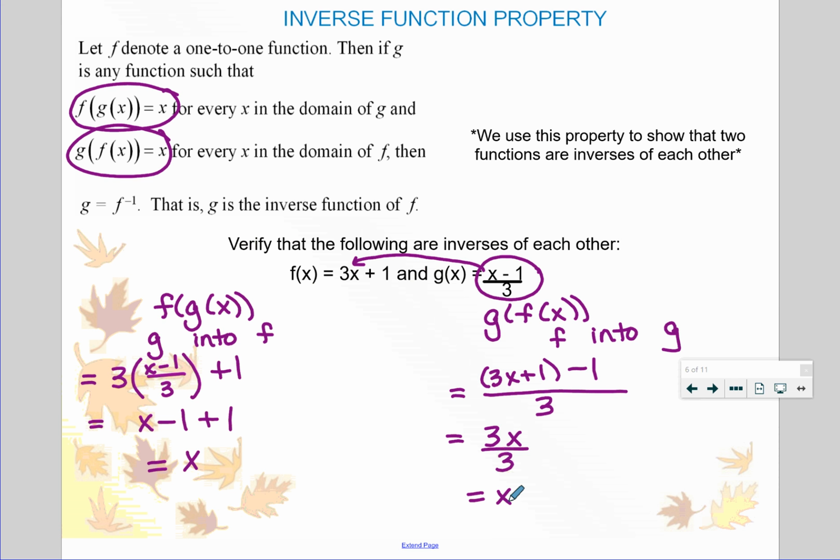This is all the work. What's the answer to this question? Are they inverses? Yes, they are inverses. And if they weren't inverses, you could say they're not inverses because you don't get x out when you do the composition.